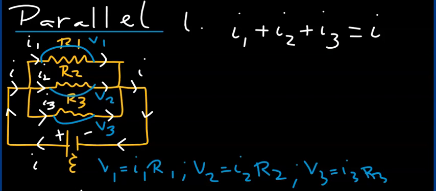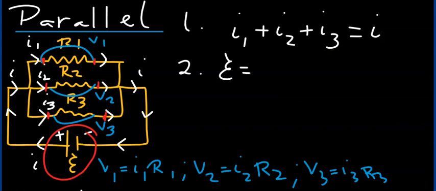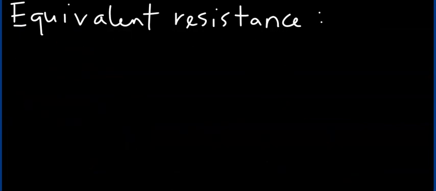So the second important point is that the potential difference across R1, R2, and R3, all parallel to each other, must be the same as the EMF of the battery. So point number 2, the EMF of the battery must be the same as V1 equals V2 equals V3. So that's point number 2 for resistors connected in parallel. Now let's look at the concept of equivalent resistance for resistors in parallel.